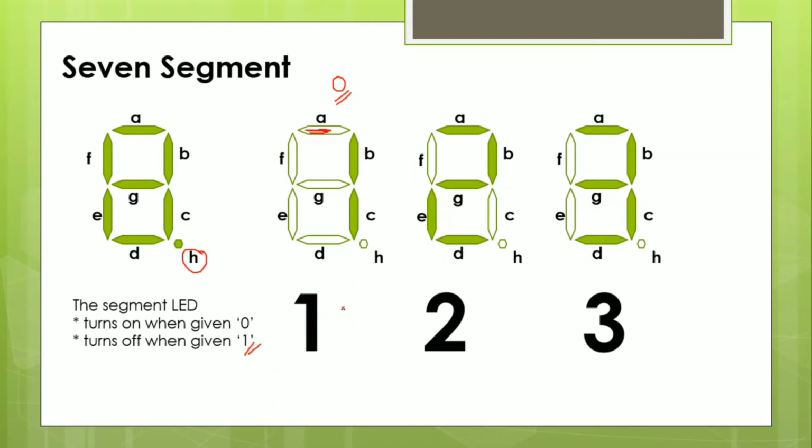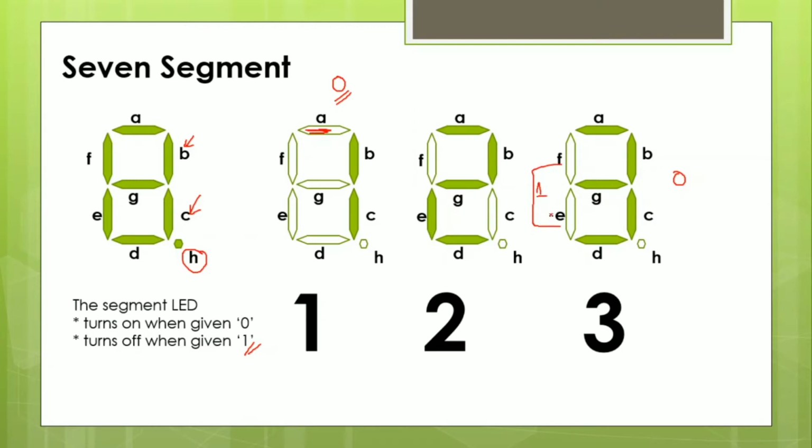Now, to represent 1 in 7 segment display, you need to turn on B and C. Rest all should be turned off, right? Like A, F, G, E, D, H, all should be off. That is 1. B and C alone should be 0. Similarly, if you want to represent 2, A, B, G, E, D should be turned on, and F, C, H should be turned off. Similarly with 3. Whichever you want to turn on, you will give 0. Whichever you want to turn off, you will make it as 1.